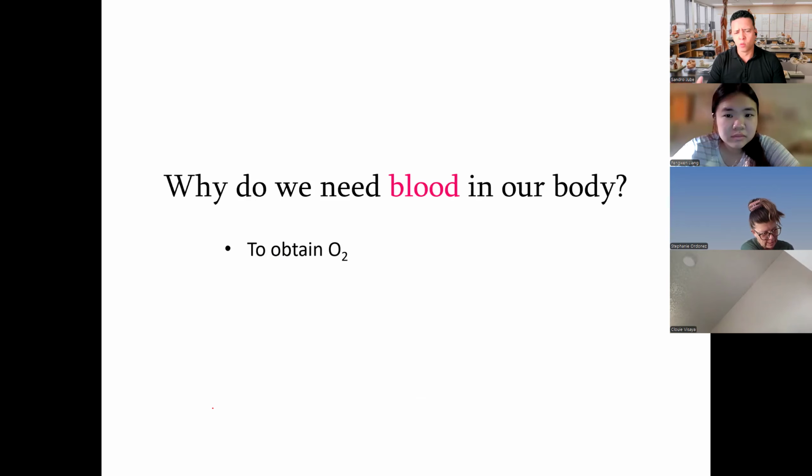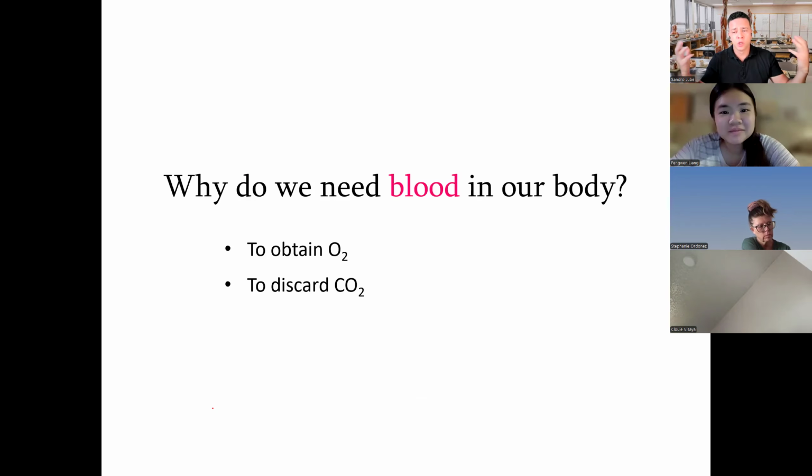Now, that is not the only reason why we need the blood. We also need to discard the CO2. All the CO2 that is made by every single cell in the body during the process of aerobic respiration, we need to get rid of it. CO2 is toxic. We don't want the CO2. And the CO2 is going to diffuse in the blood. And then when it gets to the lungs, we are going to send the CO2 into the alveoli so that we can exhale the CO2 and get rid of it.